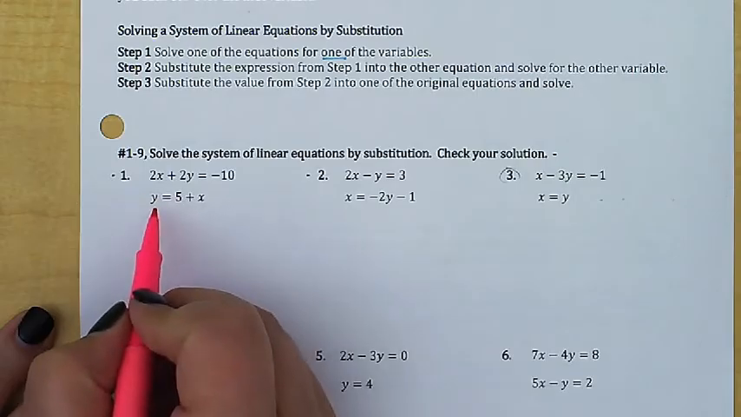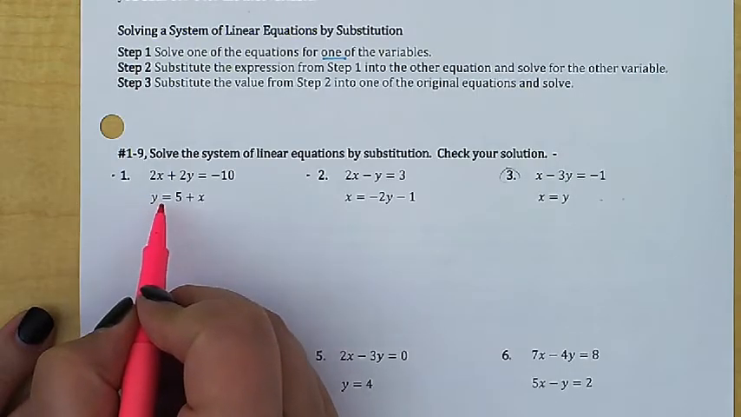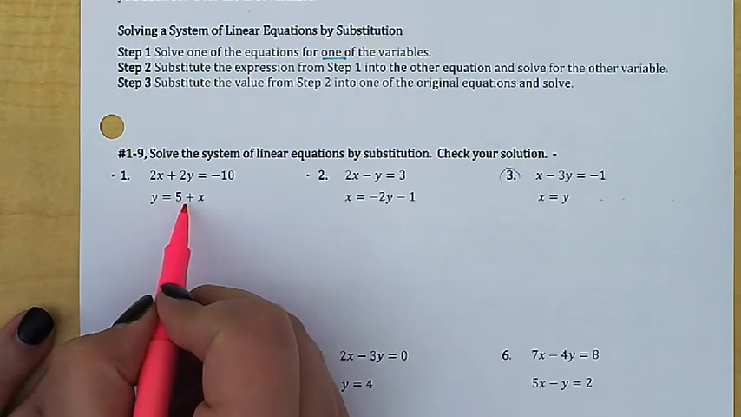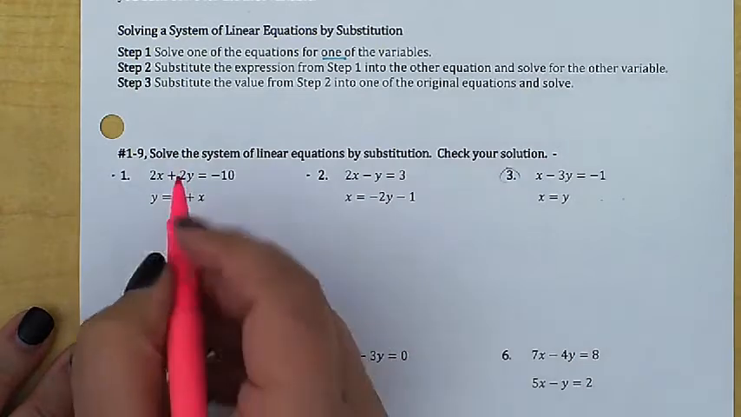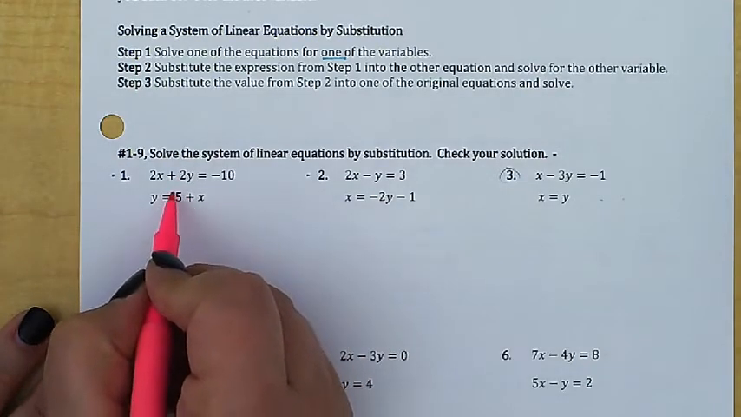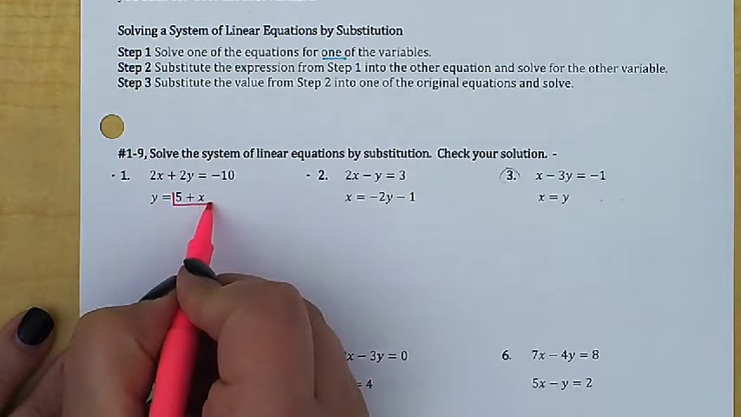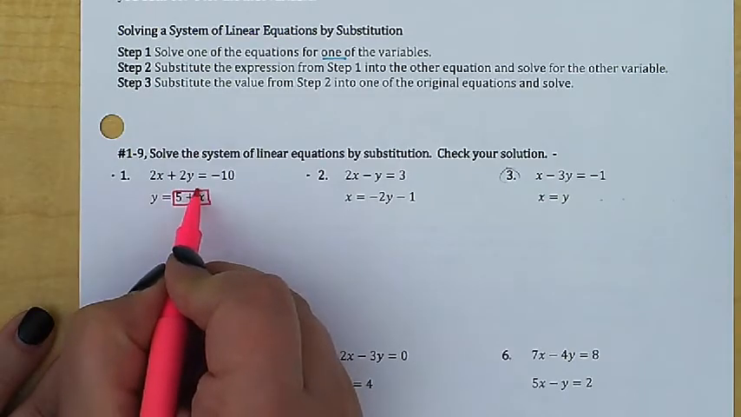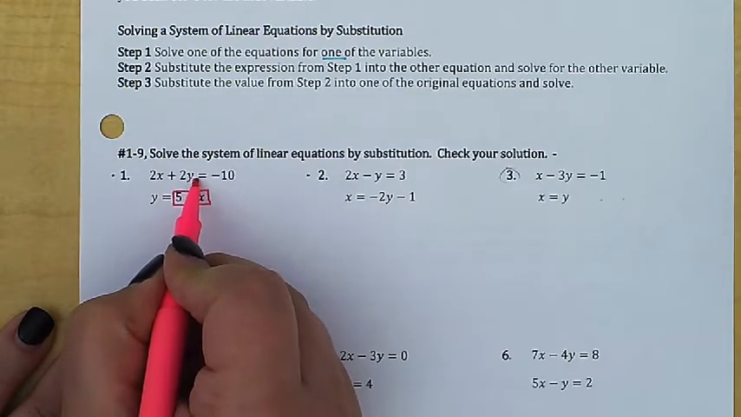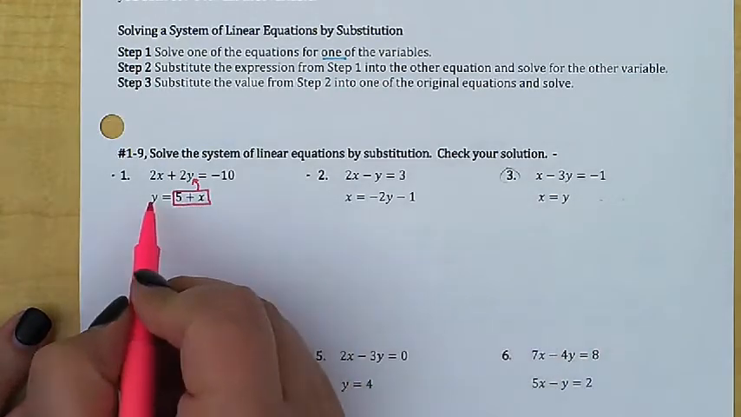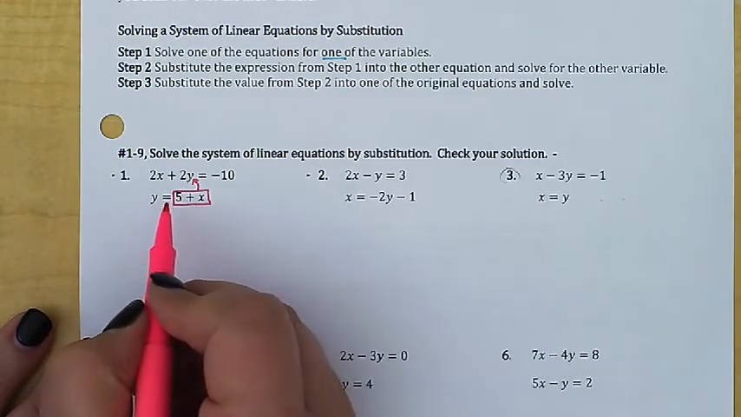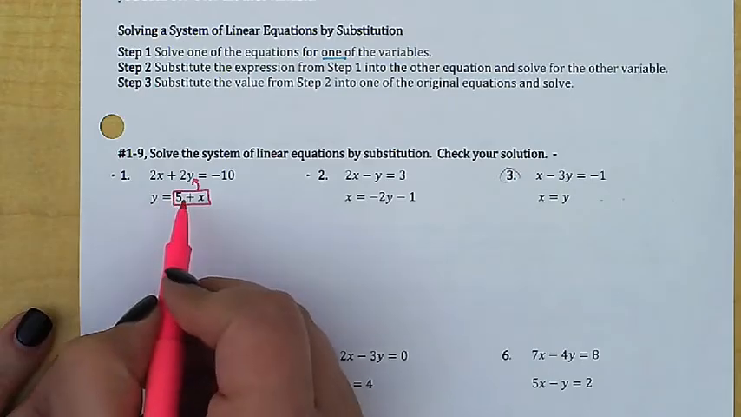So this bottom equation is telling me that y is exactly the same thing as 5 plus x. Okay? They're equal to each other. They are the exact same quantity. And what that's going to allow me to do is it's going to allow me to take that expression and substitute it or insert it anywhere I see a y. And I'm allowed to do that because this bottom equation is telling me that I can do that. It's telling me that they're exactly the same.